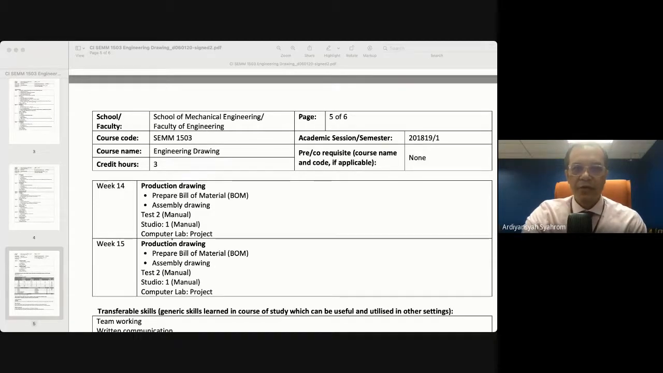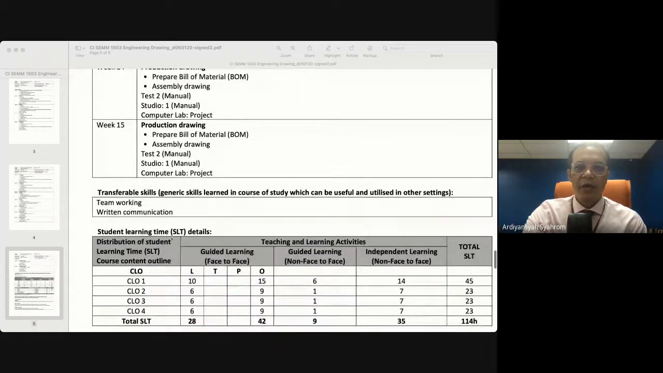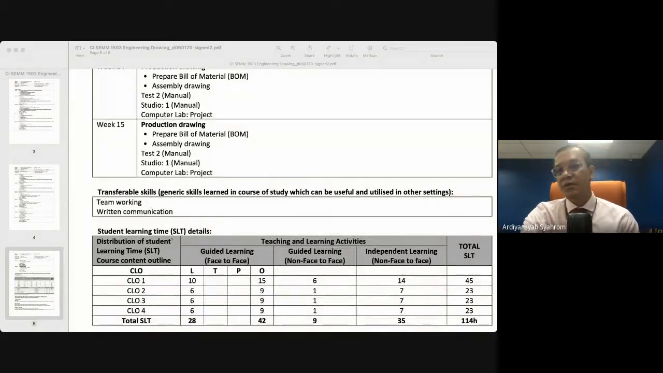Week 14 is production drawing. And week 15 is production drawing.